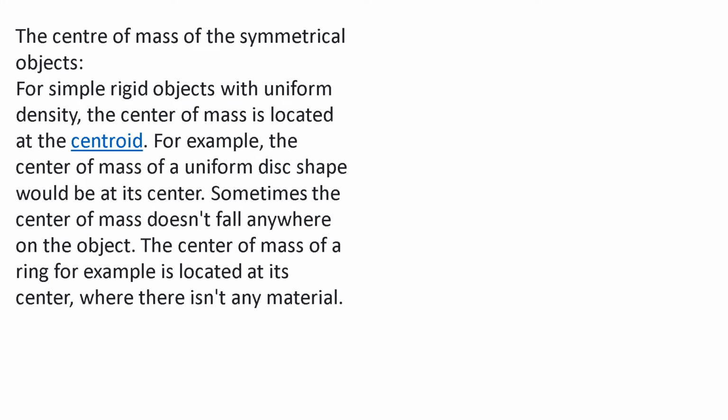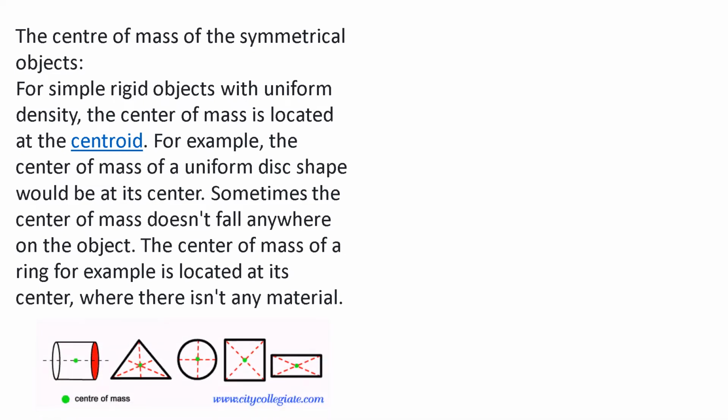Center of mass of a symmetrical object. Let us consider some rigid object with uniform density, where the center of mass is located at the centroid. See some diagrams here. These objects we have considered to be of uniform density, and the green dots you can see in each diagram.